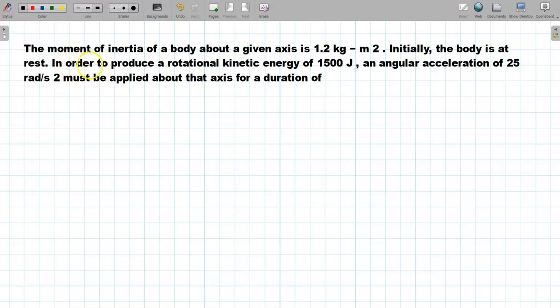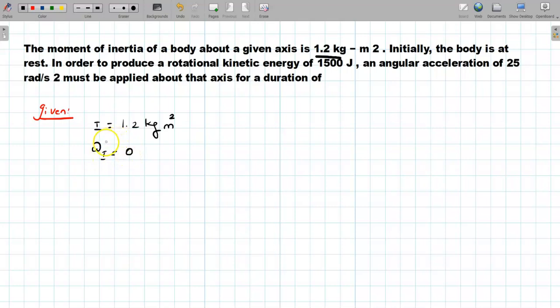The moment of inertia of a body about a given axis is 1.2 kilogram meter square. So the given values: moment of inertia I is equal to 1.2 kilogram meter square. Initially the body is at rest, so the initial angular velocity is 0.